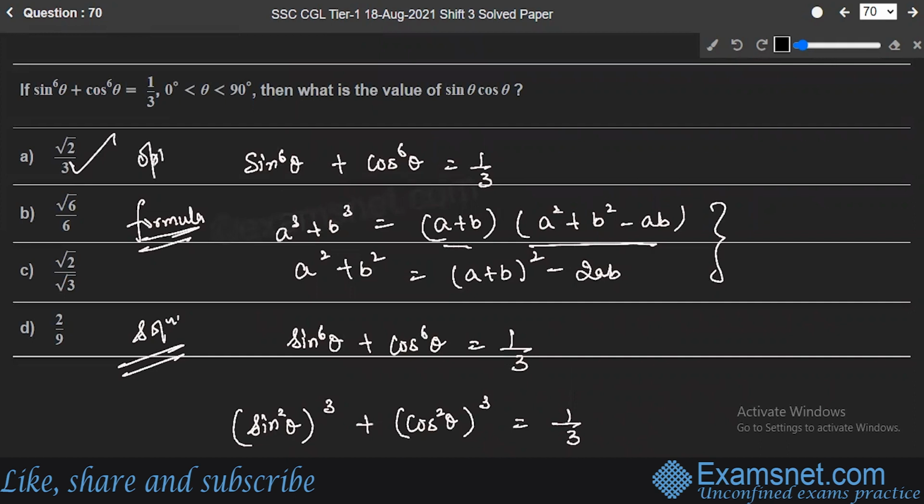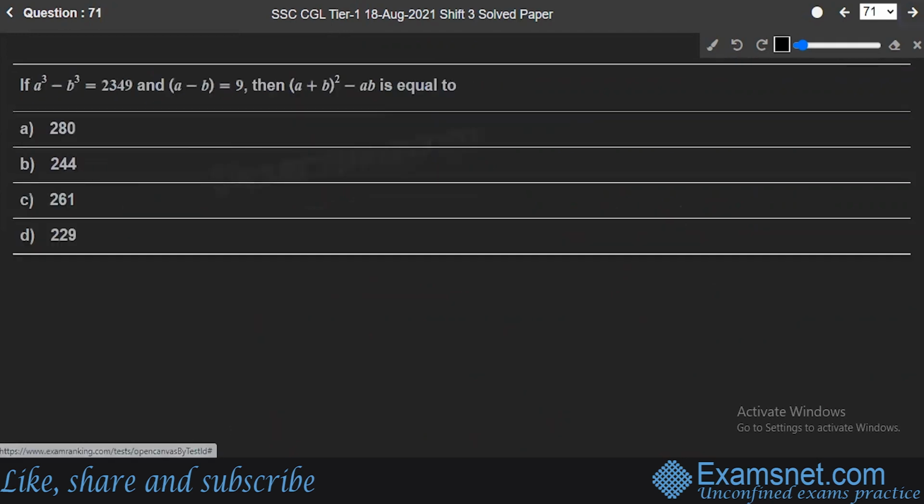Option A is the correct answer to the question. Hope you are clear with this. Let's move to the next question, number 71.